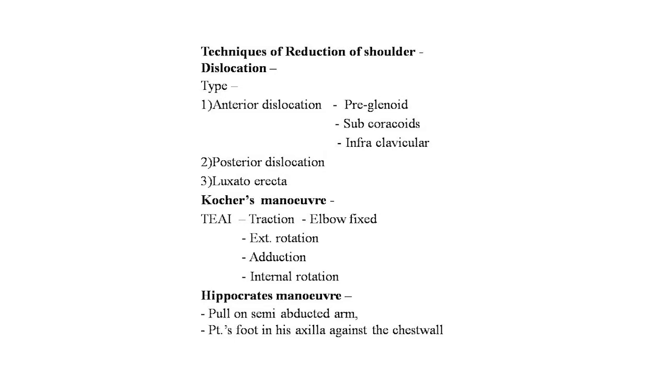And the next maneuver for the reduction of shoulder dislocation is the Hippocrates maneuver. Pull on the semi-abducted arm, with the surgeon's foot in the patient's axilla against the chest wall. This is the Hippocrates maneuver. In this way, with these two methods, the reduction of the shoulder dislocation can be achieved.